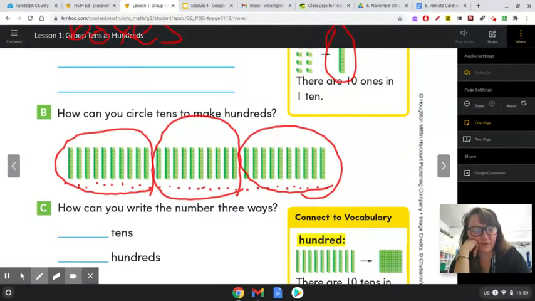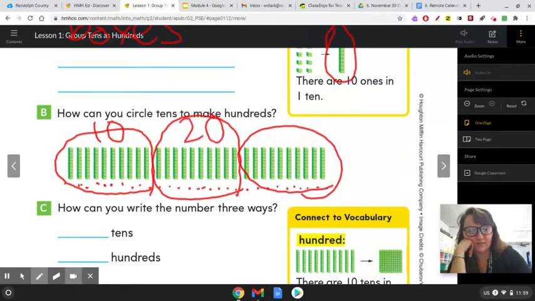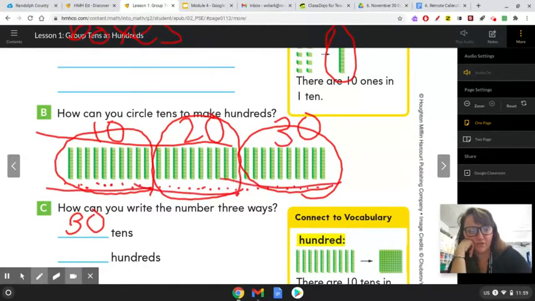So how can you write the number 3 ways? All right, well, first of all, how many 10s are there? How many 10 sticks? So we have 1, 2, 3, 4, 5, 6, 7, 8, 9, 10. So there are 10 here. 11, 12, 13, 14, 15, 16, 17, 18, 19, 20. That's 10 and 20. And then 21, 22, 23, 24, 25, 26, 27, 28, 29, 30. So we had 30 of the 10s. And then how many hundreds do we have? 1, 2, 3. We had 3 hundreds. Interesting. All right, so now let's connect to some vocabulary.